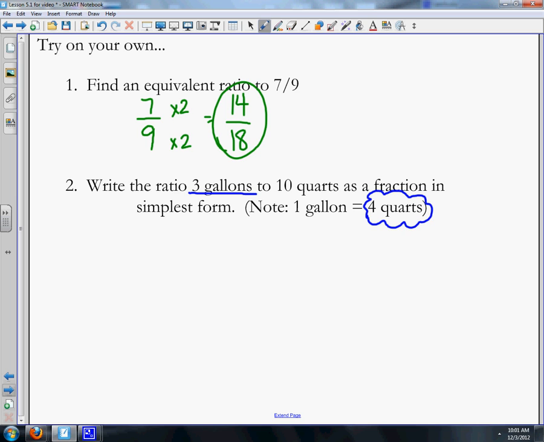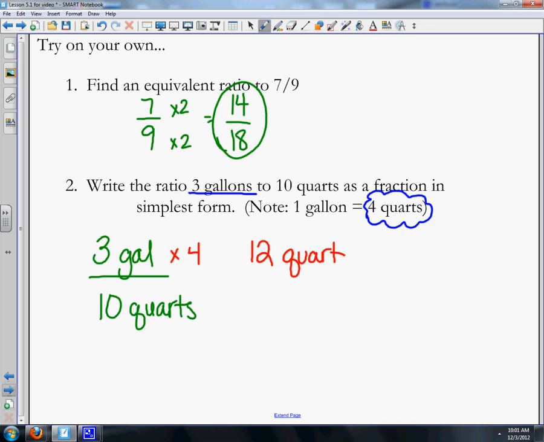Write the ratio 3 gallons to 10 quarts as a fraction in simplest form. So 3 gallons to 10 quarts. So you can't simplify this because 3 divided by 10, it doesn't go into it nicely. So if I change this to 12 quarts, whoops, over 10 quarts, then I have the same unit on top and bottom. So then that would be 6/5. So 6 quarts to 5 quarts.